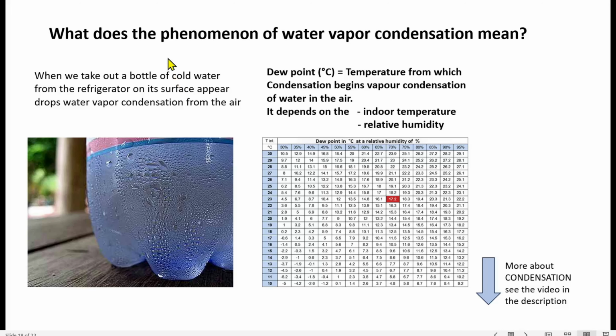What does the phenomenon of water vapor condensation mean? When we take out a bottle of cold water from the refrigerator, on its surface drops appear from water vapor condensation from the air. Dew point. What does it mean? The dew point is the temperature at which condensation of water vapor in the air begins. It depends on the interior temperature of the air, and also on the relative humidity of the air. For more about condensation, see the video in the description.